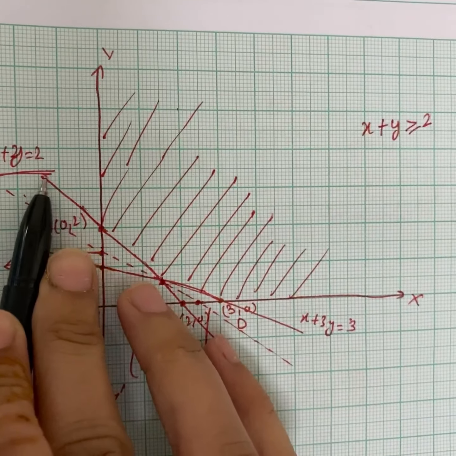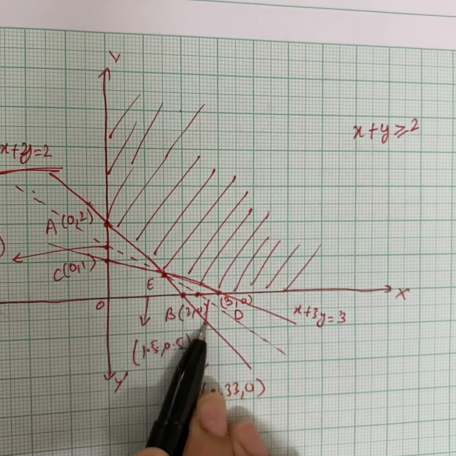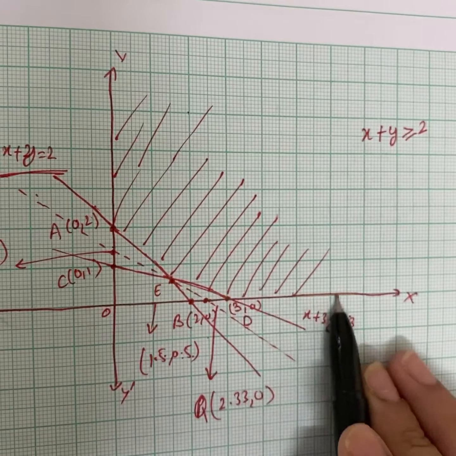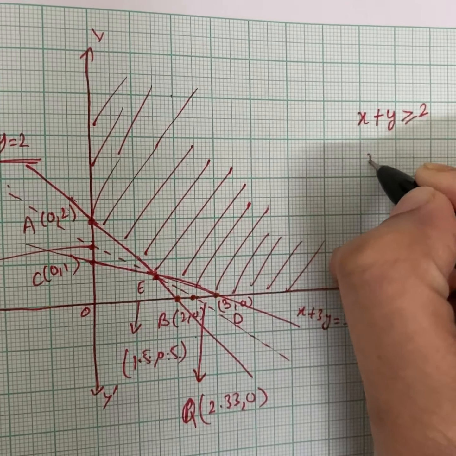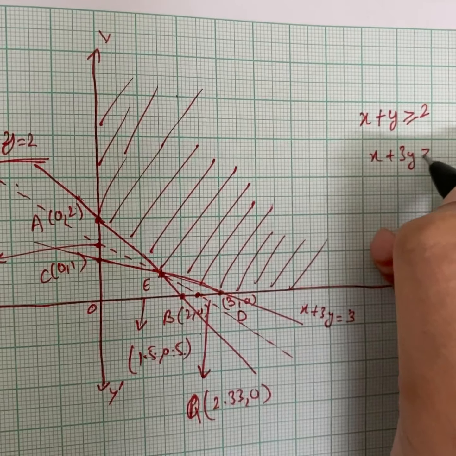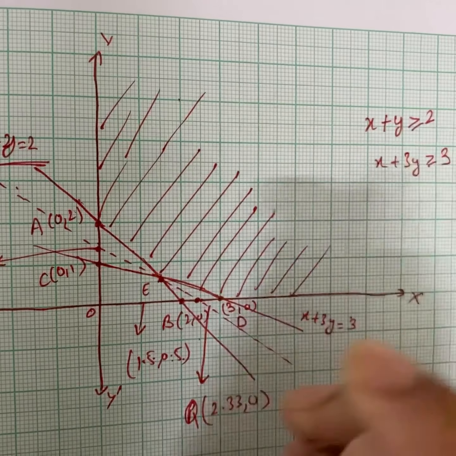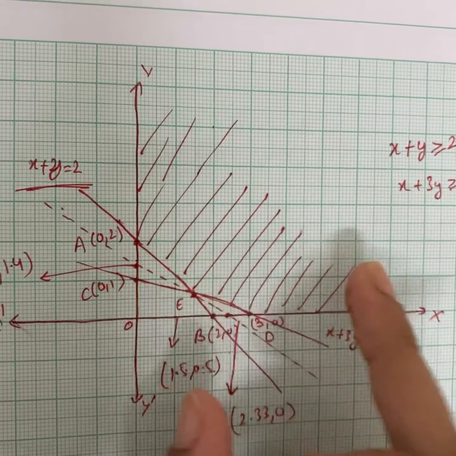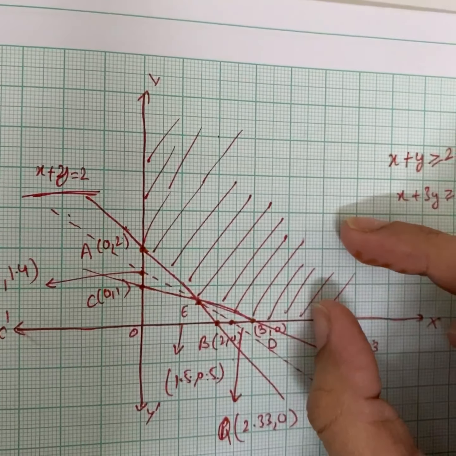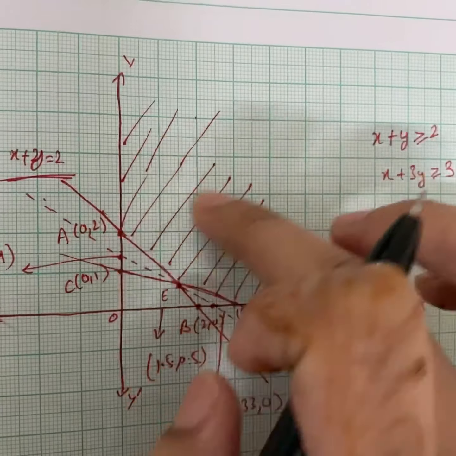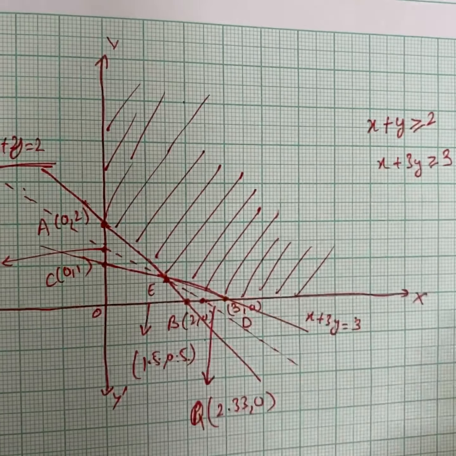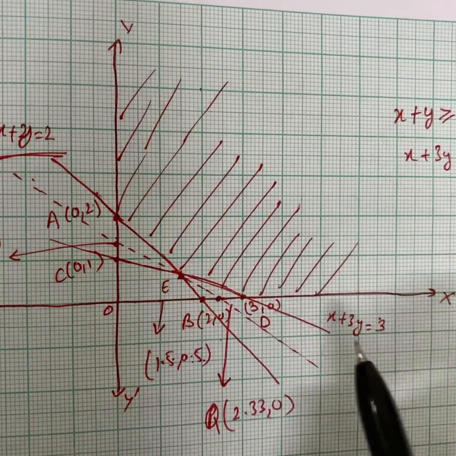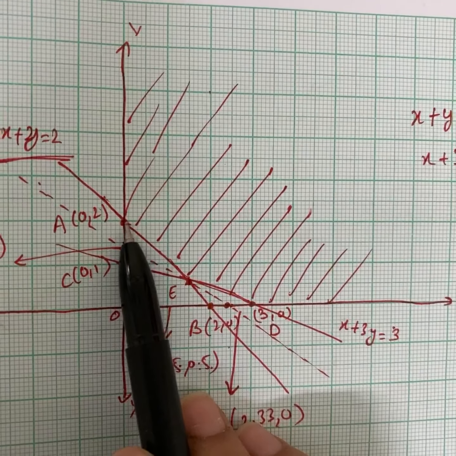So this line's greater than portion is this one, and next is x plus 3y greater than or equal to 3, and this line's greater than portion is this one. Their common portion is this one, so I have shaded this portion. Now when I got this shaded feasible portion, I will see which are my corner points.